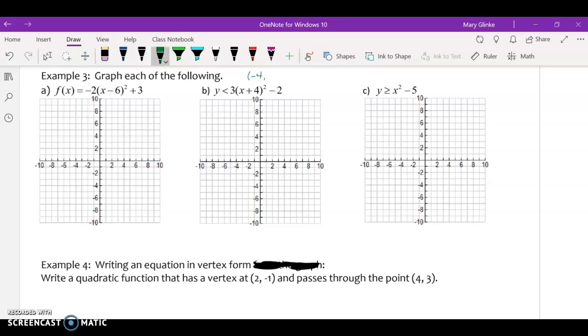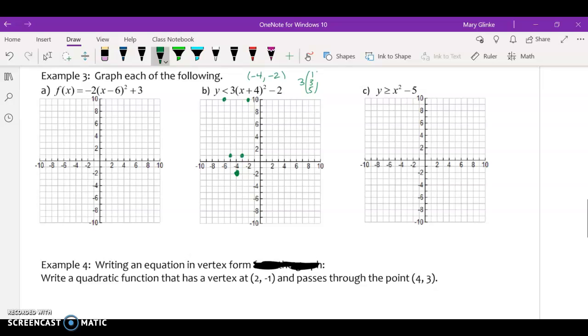So it's going to be at the point -4, -2, and we're going to plot that point. Then we're going to do the 1, 3, 5 pattern, but we're going to multiply that by 3. So I go over 1 up 3, and then over 1 up 9, and then I'm going to stop.